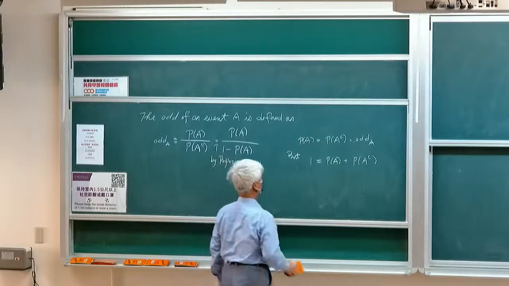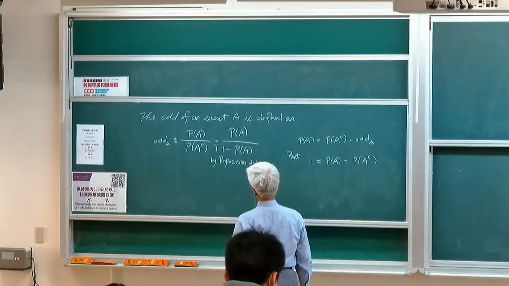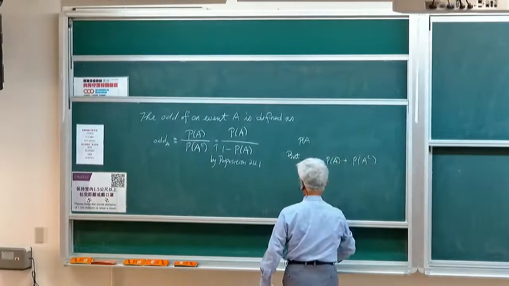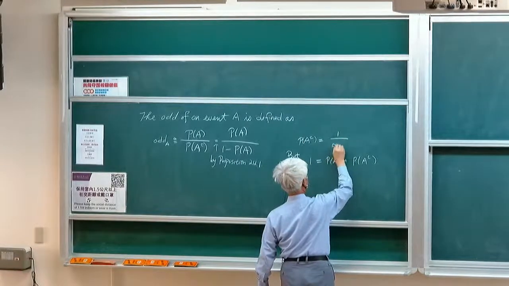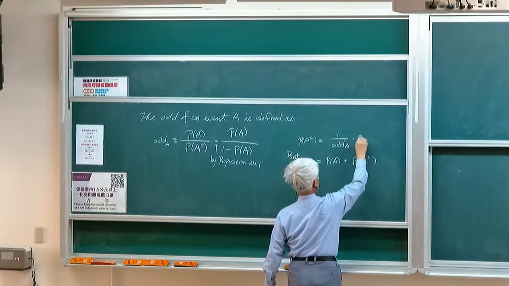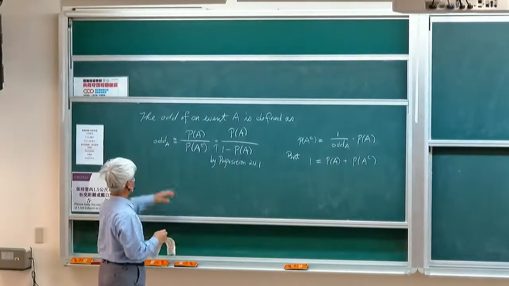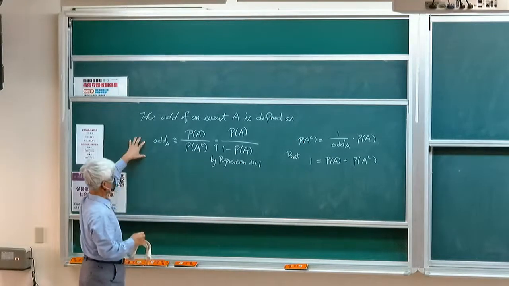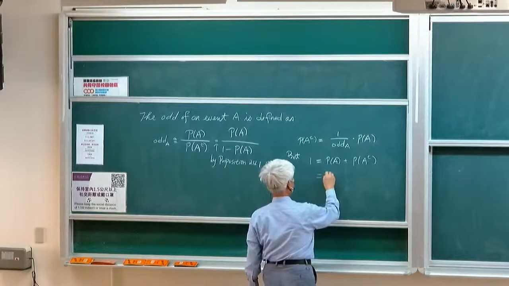So P(A complement) is equal to 1 over the odds of A times P(A). I move the probability of the complement of A to the left hand side and move the odds of A to the right hand side.